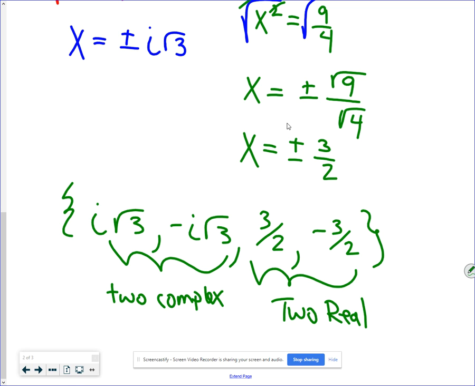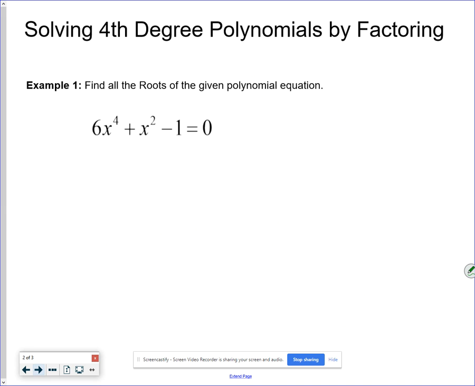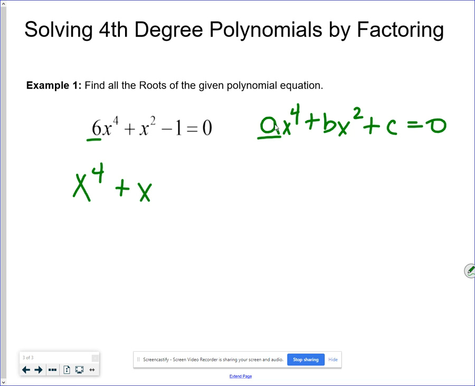Let's do one more example here. Here's the last one I want to do with you guys. It says find all the roots of the given polynomial equation. Again, it's in the form that we want it to be, ax to the fourth plus bx squared plus c is equal to 0. But again, our leading coefficient is not 1. So let's get our leading coefficient to be 1 by using slip and slide.